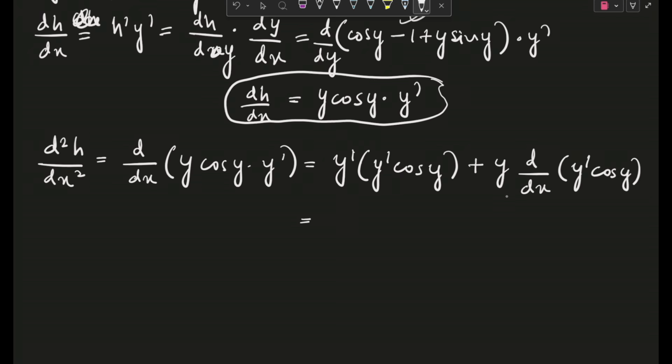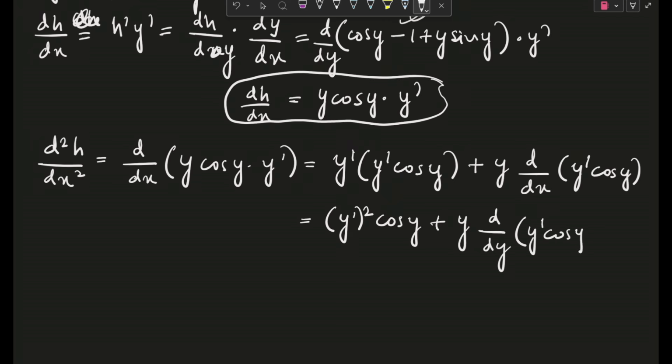So now d/dx of y' cos y, this will come out to be, when we multiply, (y')² times cos y plus this particular part here. For this part, what we are going to do is write this as y' times d/dy of y' cos y multiplied by dy/dx. So it's the resultant same thing, right?